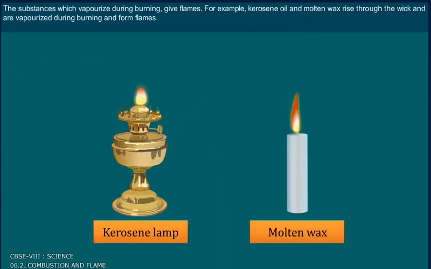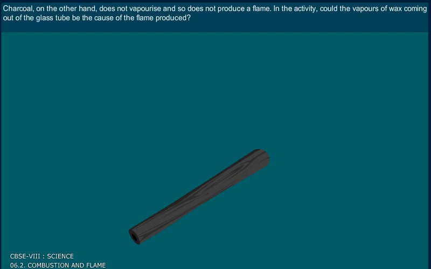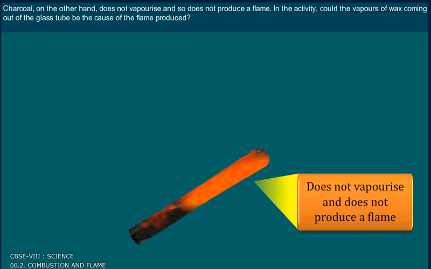If so, what is it that produces a flame? The substances which vaporize during burning give flame. For example, kerosene oil and molten wax rise through the wick and are vaporized during burning and form flames. Charcoal, on the other hand, does not vaporize and so does not produce a flame. In the activity, could the vapors of wax coming out of the glass tube be the cause of the flame produced?